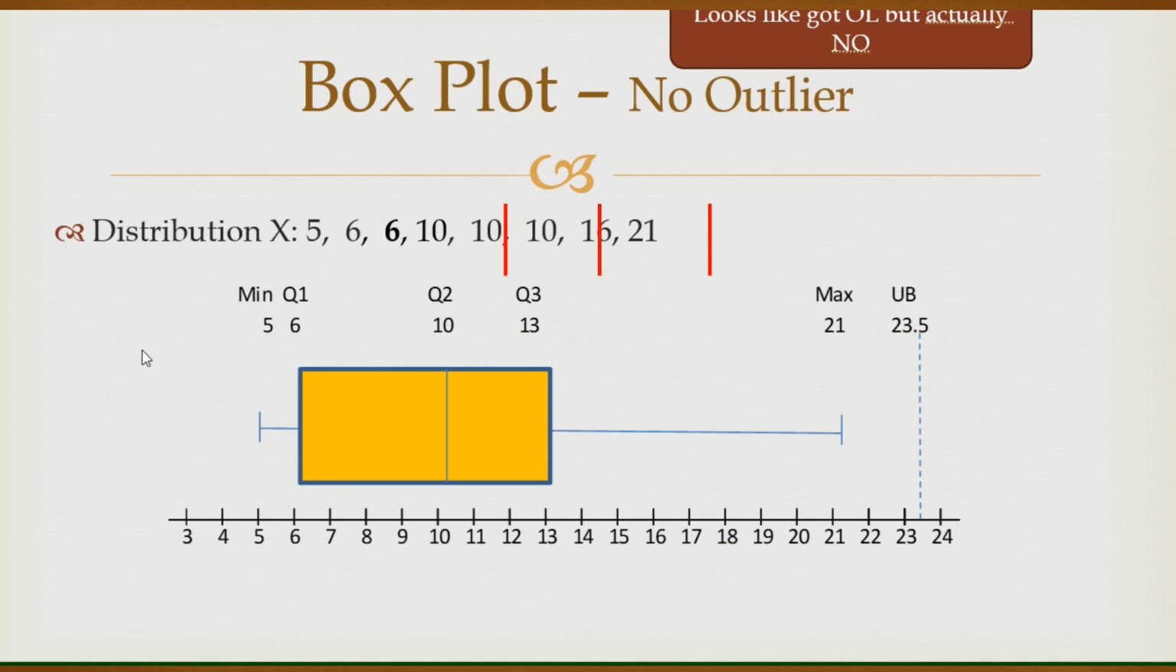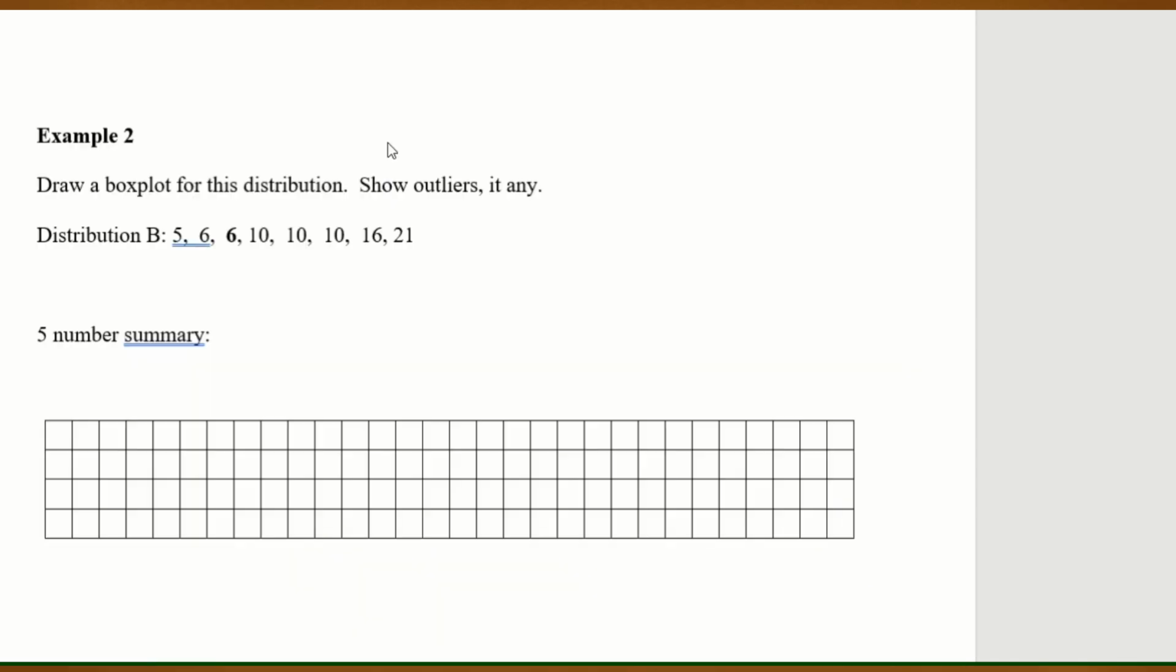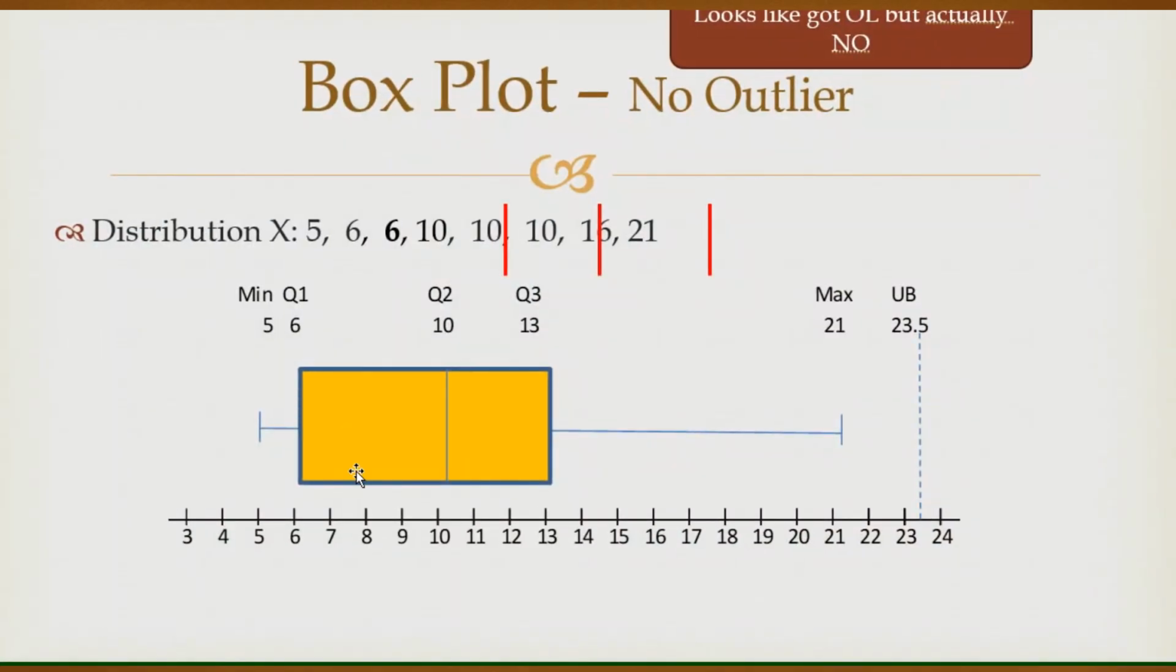Although it's not shown here, when you draw, you must try to fit it into your scale. That is why I always tell students, don't draw the box plot straight away. When they ask you to show outliers, don't draw straight away. Find your 5-number summary, find your upper and lower boundary, and create a scale that can fit everything inside. Then draw a dotted line for the lower boundary, a dotted line for the upper boundary, and you draw.